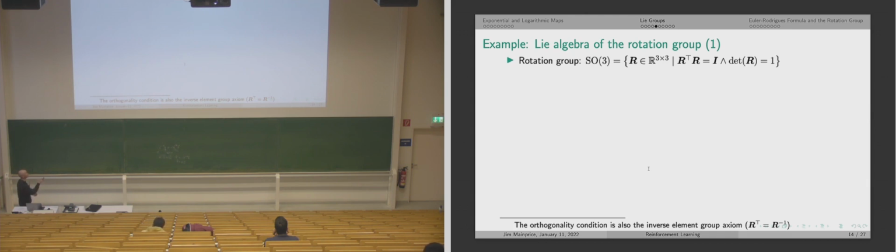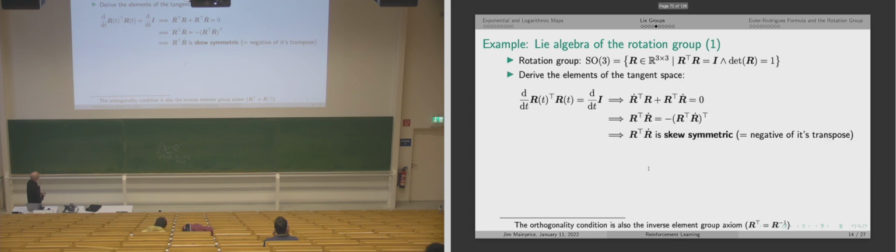So the orthogonality condition is the group axiom, because for these matrices, the inverse of the matrix is equal to the transpose of the matrix. That's just the constraint that we have on that subgroup. So the orthogonality condition is actually also the group axiom in that case. And we can derive that orthogonality condition, and we arrive here, which is the characterization of our Lie algebra elements of the tangent space at the origin.